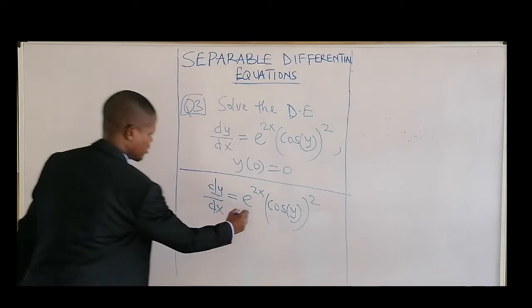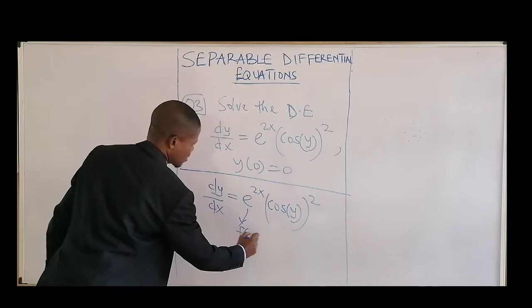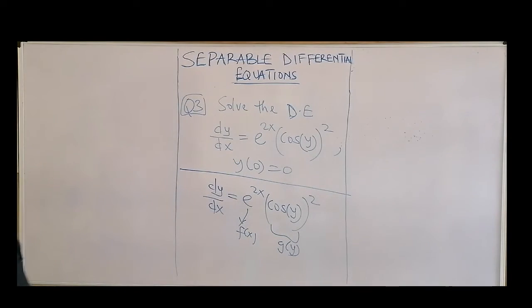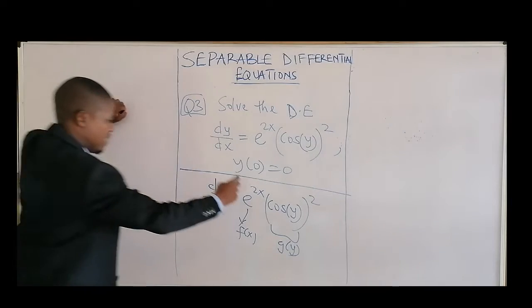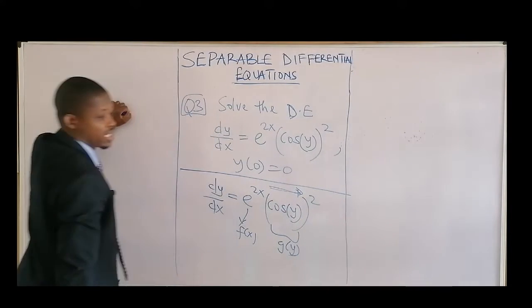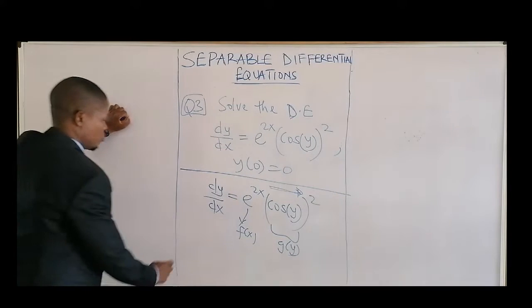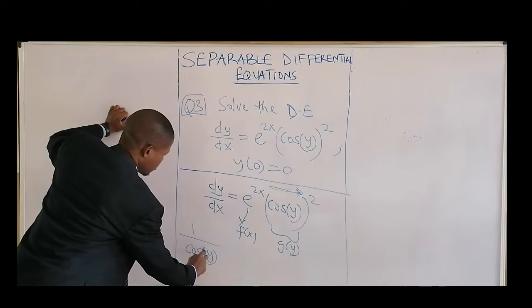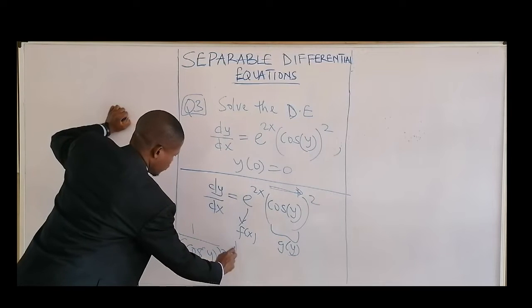Okay, if you check, this one is f of x, and this one is g of y. So separate the variables. We have to remove this one from here, the g of y, and that will be equal to 1 over cos² y dy.